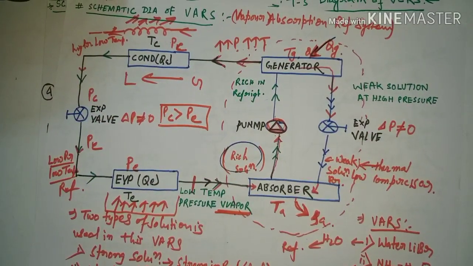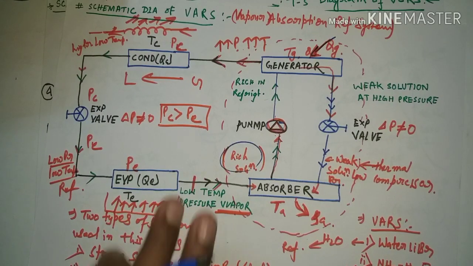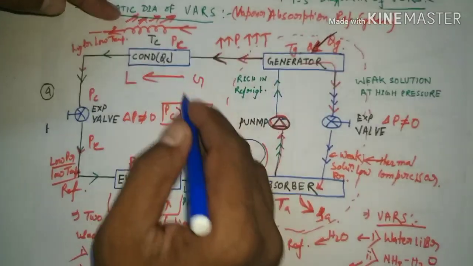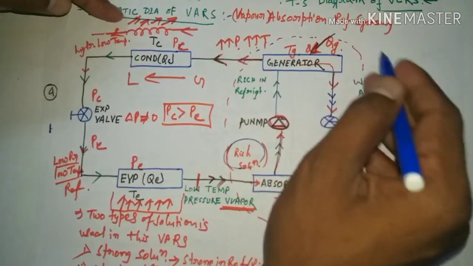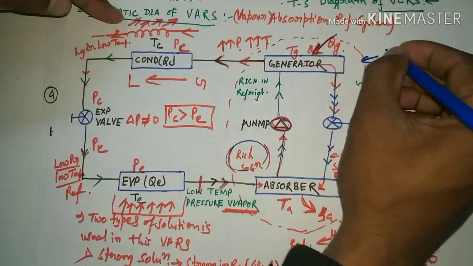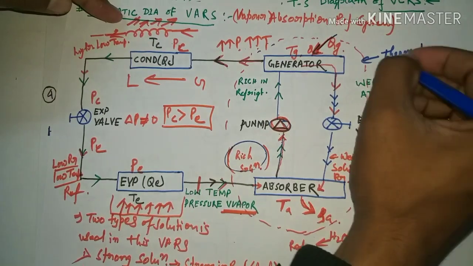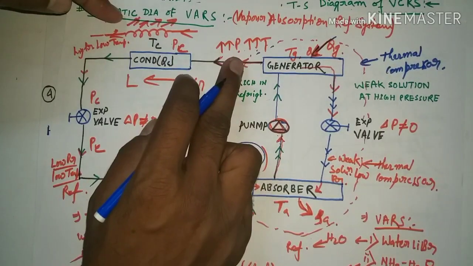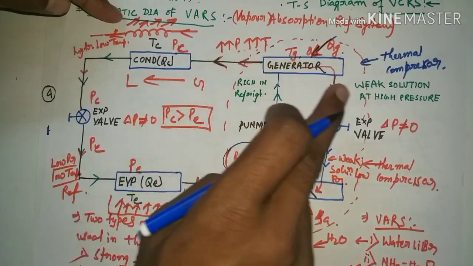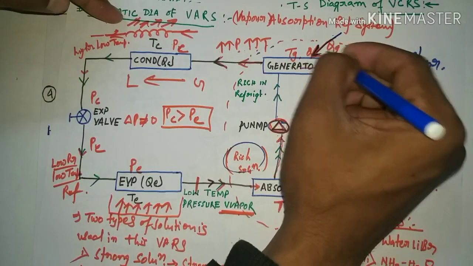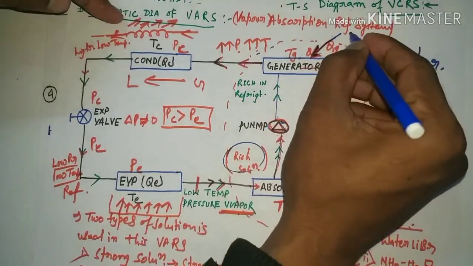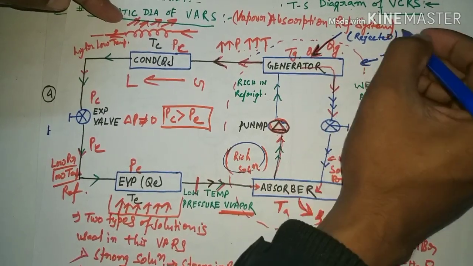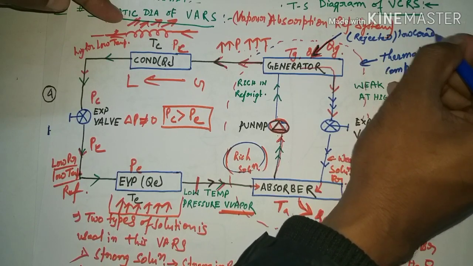The only difference between the VCRS and VARS is the compression process and the absorption process. In VCRS, the fluid is compressed. In this VARS, the refrigerant is compressed by a thermal compressor. This is called, most important, you have to know, thermal compressor. Why do we call it a thermal compressor? Because in the process of thermal compression, we provide low grade energy, heat. This heat can be rejected heat of any company, or solar heat. So this is basically low grade energy.